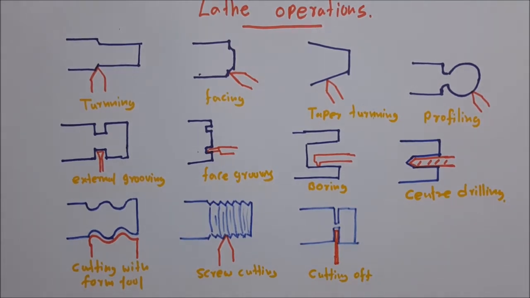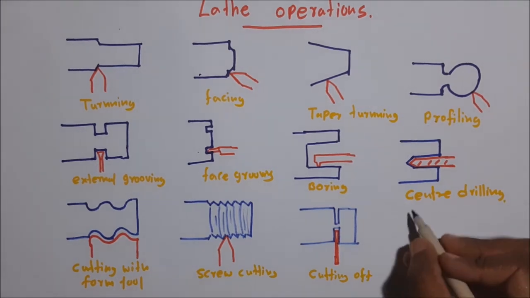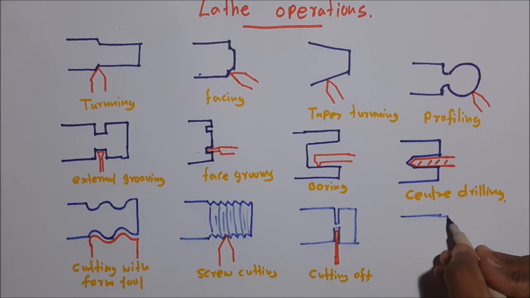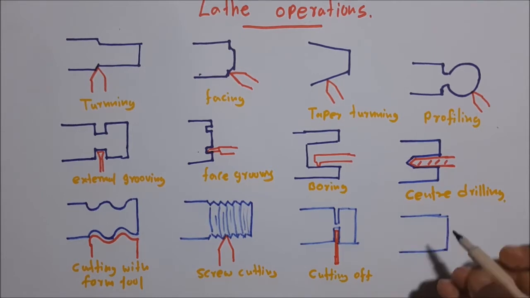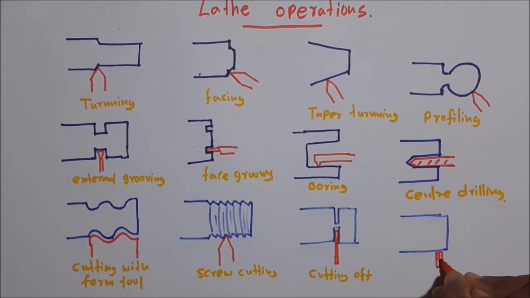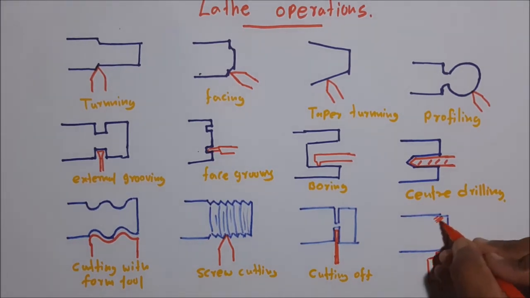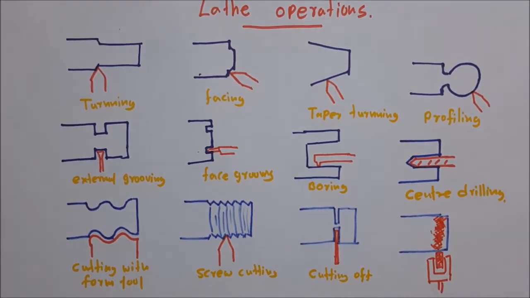The last operation I am going to introduce is the knurling operation. The cutter is a roller. The roller is rotated in contact with the surface of the workpiece, and the surface pattern of the roller is imprinted on the workpiece. This is the knurling operation.